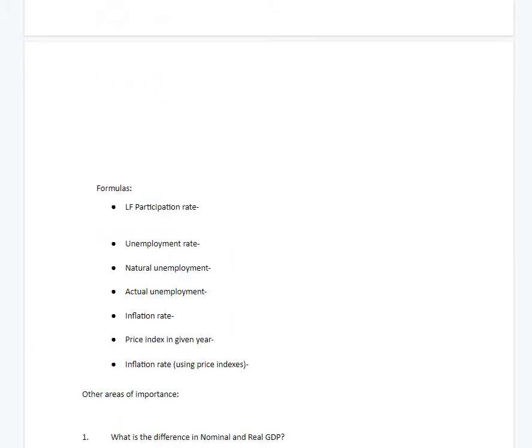Okay, formulas. The labor force participation rate is going to be the number of people in the labor force divided by the population multiplied by 100. Now, the unemployment rate, technically you would do the natural rate of unemployment plus cyclical unemployment, but just know it's the percentage of people in the labor force that do not have a job. So it's the number of unemployed people divided by the labor force times 100. Natural unemployment is frictional plus structural. Again, that's frictional plus structural unemployment for the natural rate of unemployment. The actual unemployment rate is that one above.